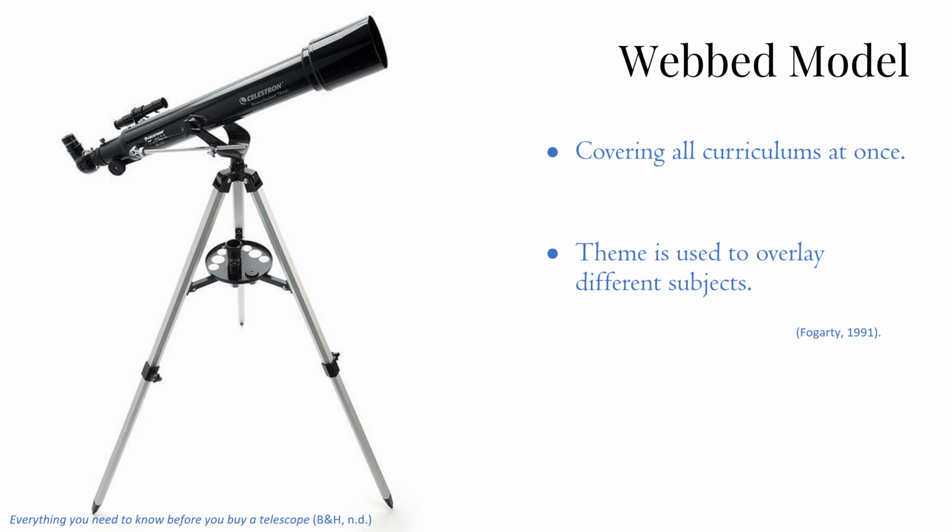The webbed model views the curriculum through a telescope, capturing an entire constellation of disciplines at once. Once the cross-discipline team has chosen a theme, the members use it as an overlay to the different subjects. This is often achieved through the use of a generic but fertile theme such as patterns. This conceptual theme provides rich possibilities for the various disciplines.